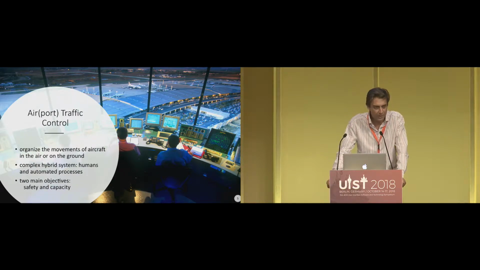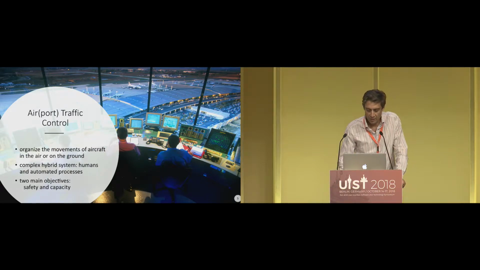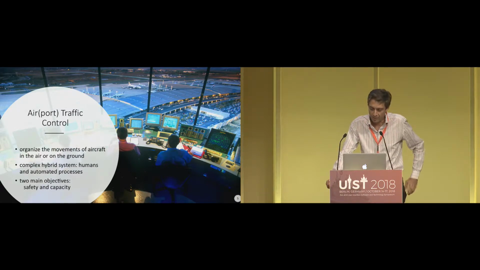It's a complex hybrid system. There are many humans and many automated processes that interact with each other. And the system has two main objectives: safety and capacity. Safety is the ability for the system to prevent accidents and incidents, and capacity is to maximize the number of flights. The controllers are in charge of the system. Controllers are professionally trained and highly skilled at maximizing both safety and capacity.